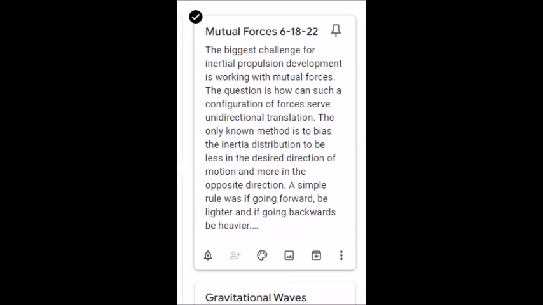So I have a statement here about mutual forces that came to my mind on the 18th, and it says: the biggest challenge for inertial propulsion development is working with mutual forces. The question is, how can such a configuration of forces serve unidirectional translation? The only known method is to bias the inertia distribution to be less in the desired direction of motion and more in the opposite direction. A simple rule was, if going forward, be lighter, and if going backwards, be heavier.